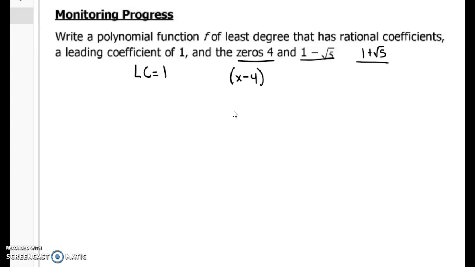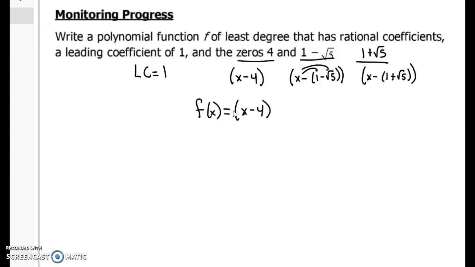Okay, let's turn those into factors. So it's x minus the 0, 1 minus square root 5, and x minus this 0, 1 plus square root 5. All right, so remember that to turn those into kind of a simpler form, we're going to distribute the negative. So very similar to what we've done, and there's a lot of patterns here. And then distribute the negative on the other one. So you have x minus 1 minus square root 5.